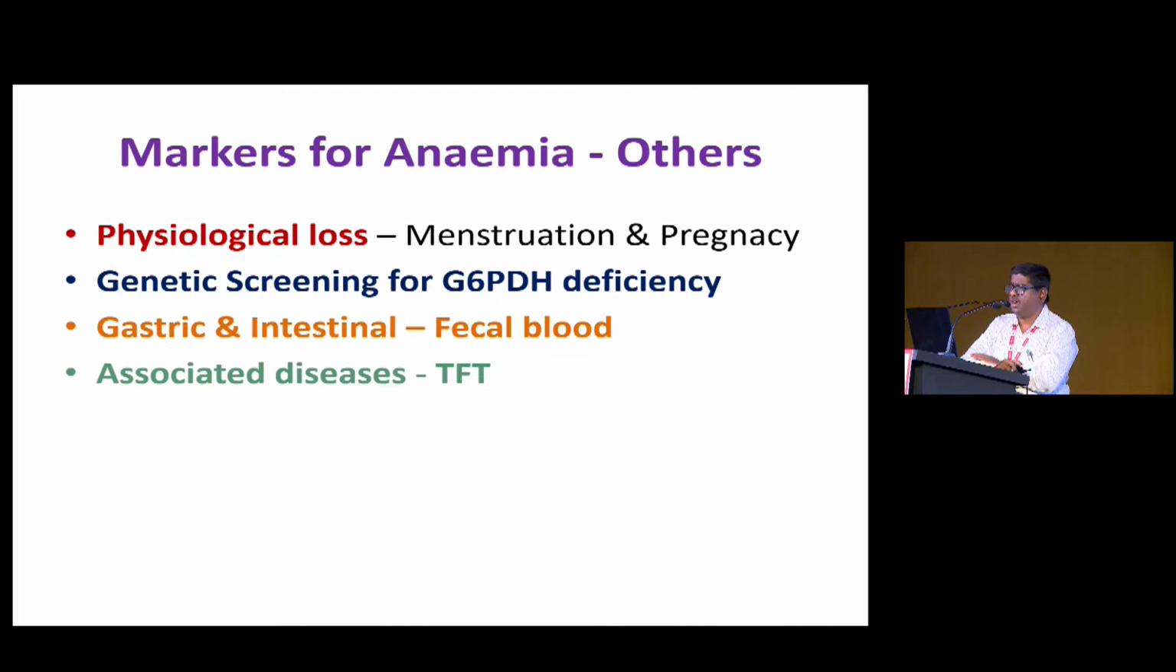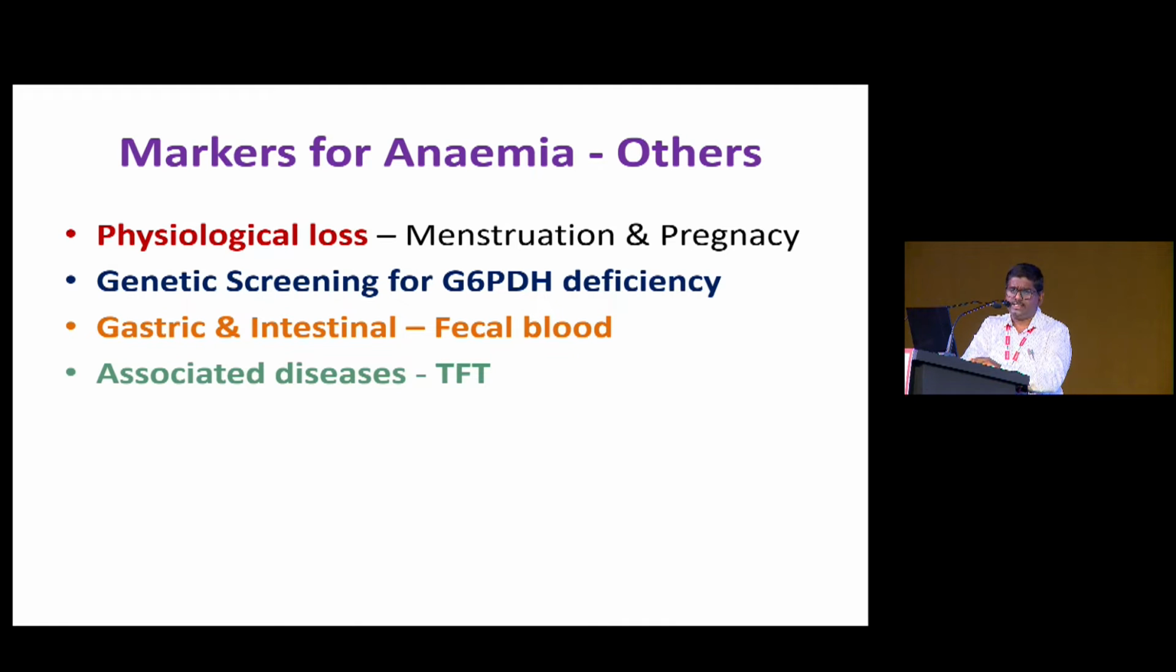Other markers, of course, all these things are normal. Are there any comorbidities? Yes, we can look at the physiological losses, menstruation and pregnancy. In pregnancy there is a high demand for iron, which can be a cause for anemia there. And G6PD deficiency, which is very important for the HMP shunt pathway, where NADPH is produced to keep the methemoglobin in the normal hemoglobin form, as well as prevent hemolytic anemia. So we should screen for G6PD, and gastric and intestinal bleeding we have to check.